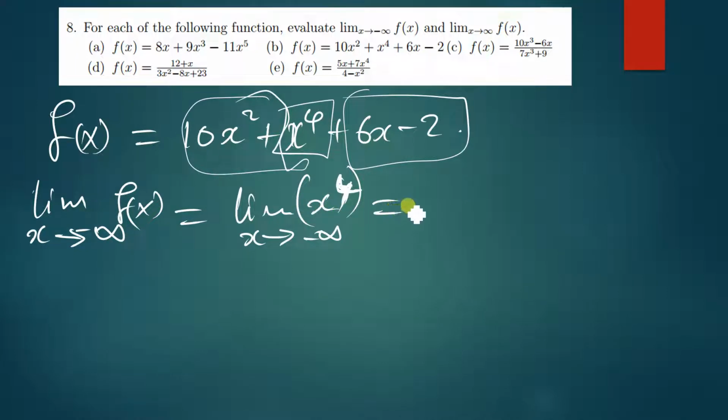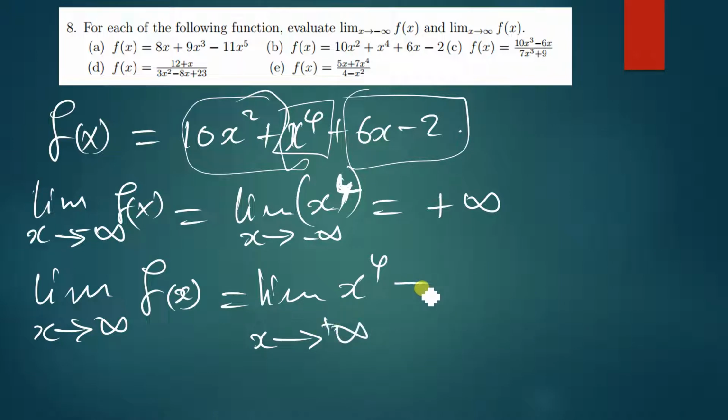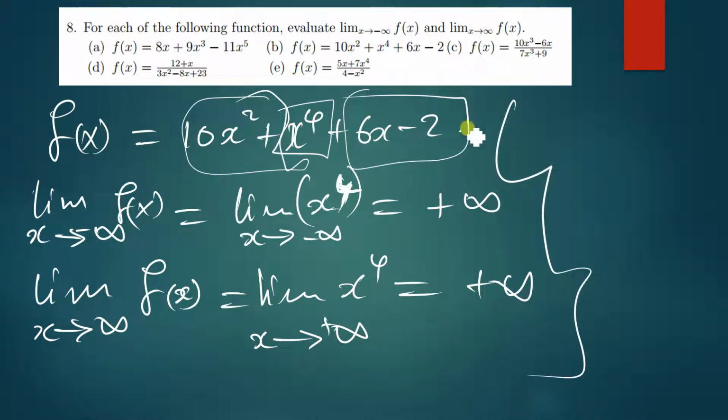Yes, the answer is going to be positive, and this implies that the solution for both cases, whether positive or negative infinity, will still give you positive infinity. So I've actually even answered for the other part, which is when x is approaching positive infinity. This is just the same as finding the limit of x to the power 4 as x approaches positive infinity, and this gives you the same positive infinity.